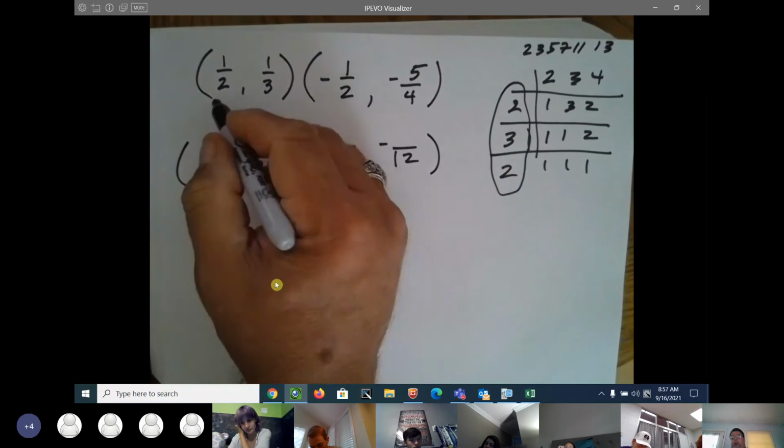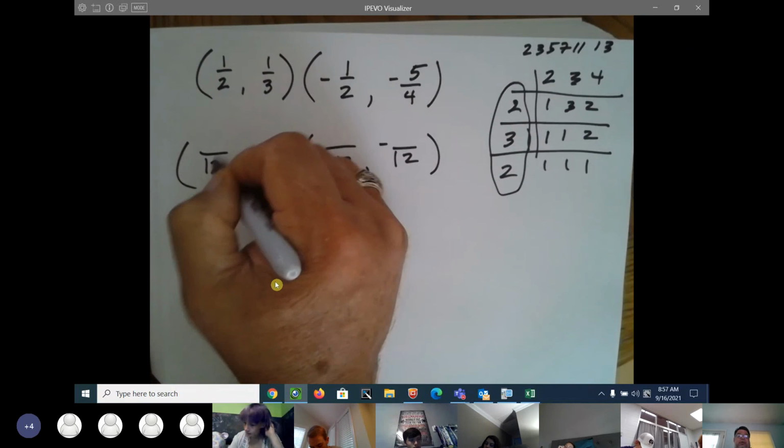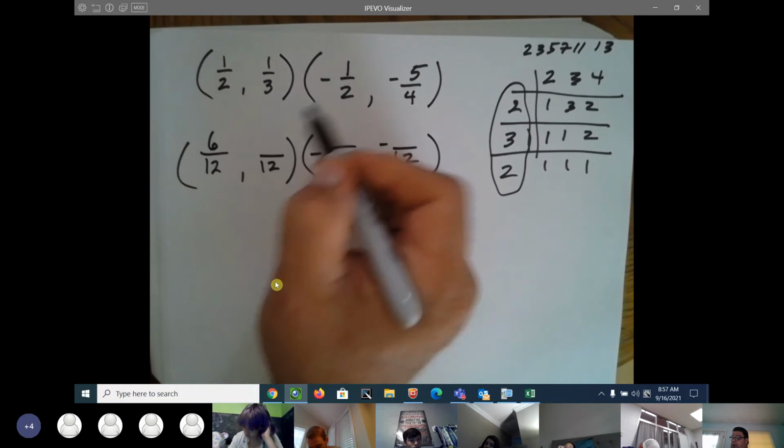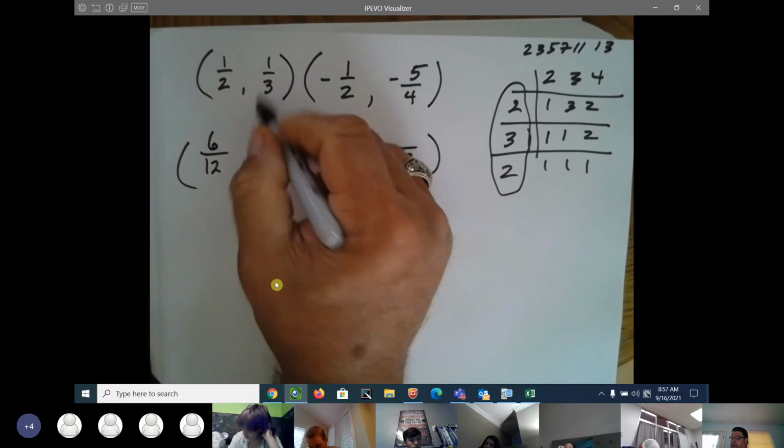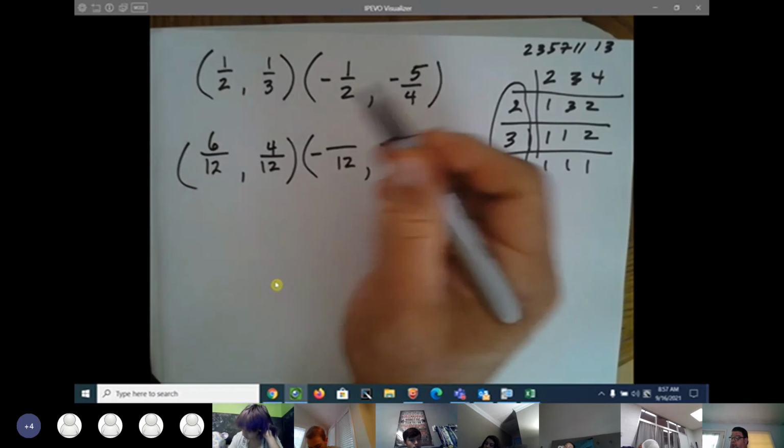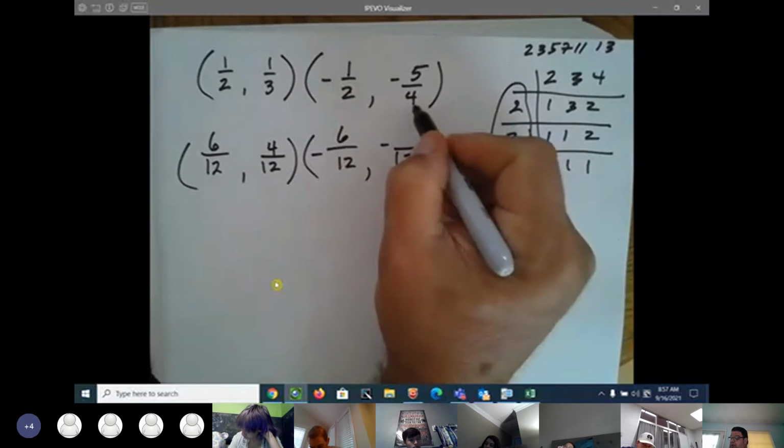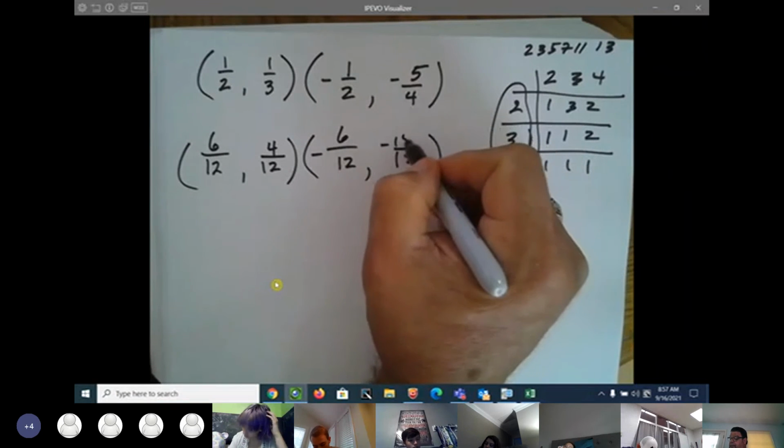So 2 will go into 12 6 times. 6 times 1 is 6. 3 will go into 12 4 times, 1 is 4. 2 will go into 12 6. And 4 will go in there 15.